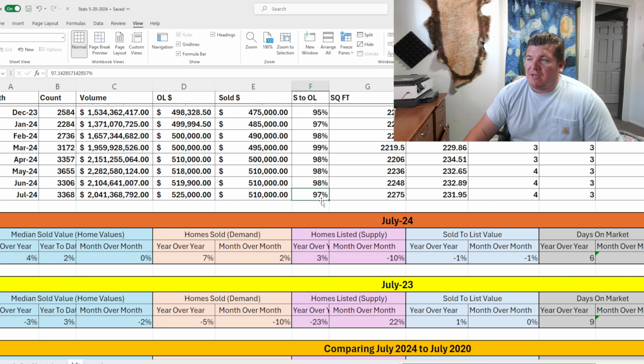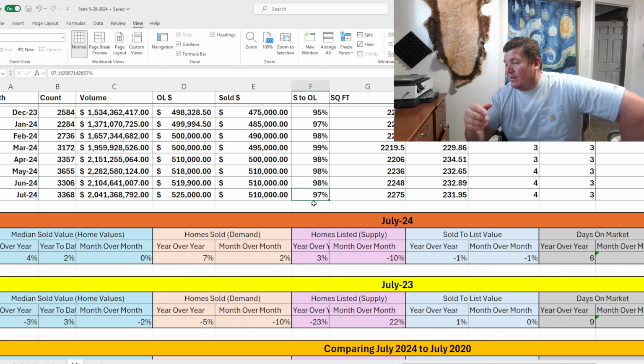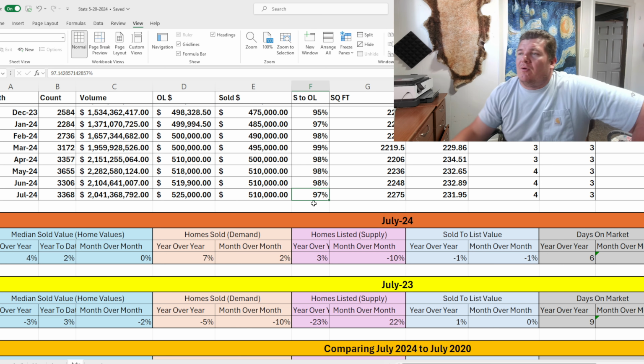But sellers' expectations of sale price is slightly unrealistic. That light keeps turning off. I don't know why it does. I need to get a new one.